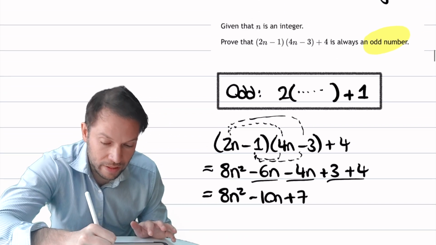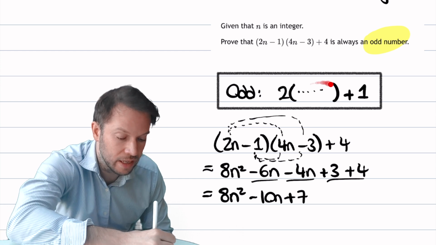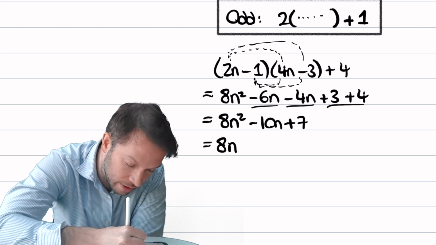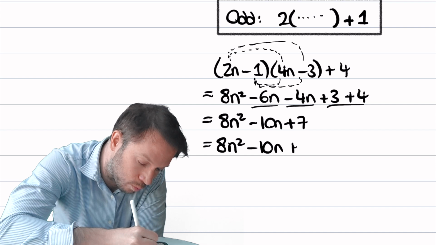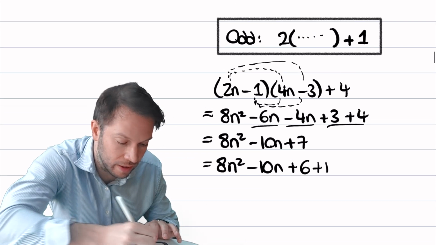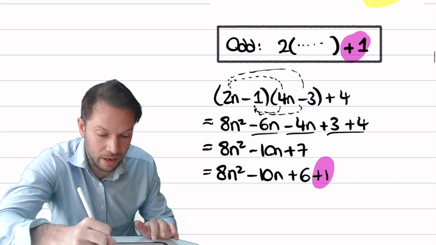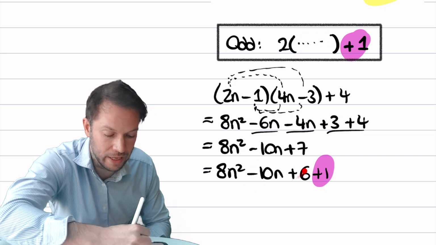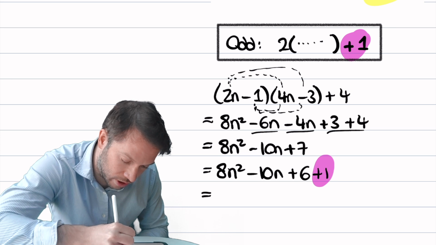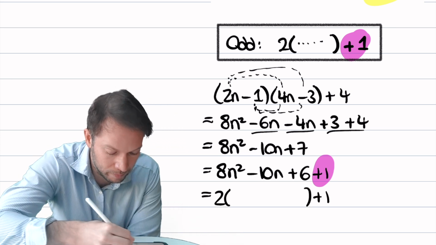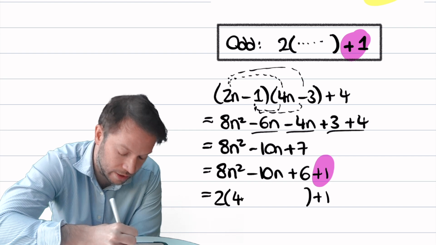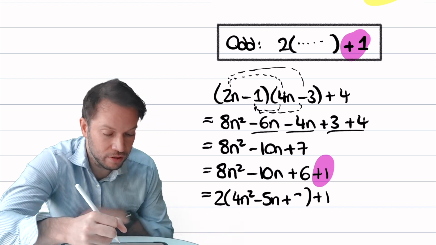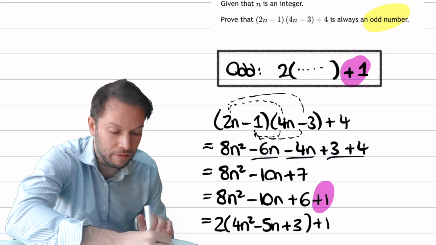Now, we said we need to write this in the form 2 times something, some bracket, plus 1. Now, we don't have plus 1 on the end, but let's just split the 7 into 6 plus 1, because now we have this plus 1 on the end here, right? So now we just need to show we can write the rest as 2 times something. We're going to factorize 2 out of the rest of it here. So let's do that. 2 times something plus that 1 at the end. Now 2 times what is 8n squared? It's 4n squared. 2 times what is minus 10n? It's minus 5n. And 2 times what is plus 6? It's plus 3. So I've written this expression in that form, and therefore it's odd.